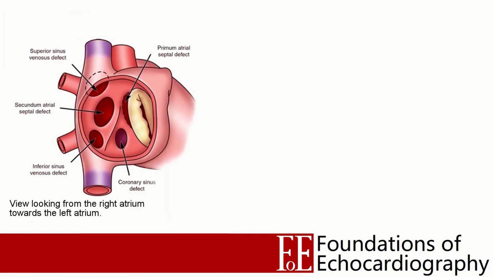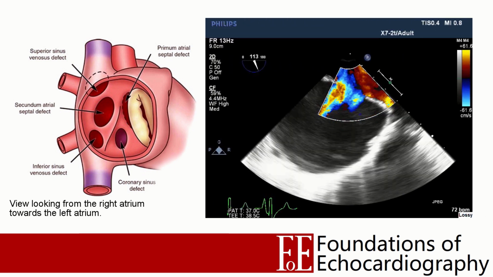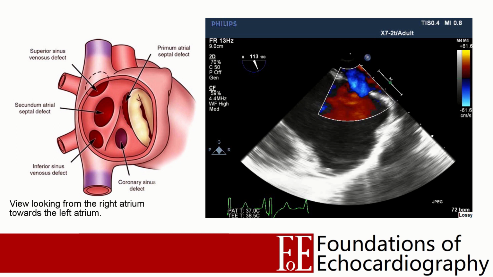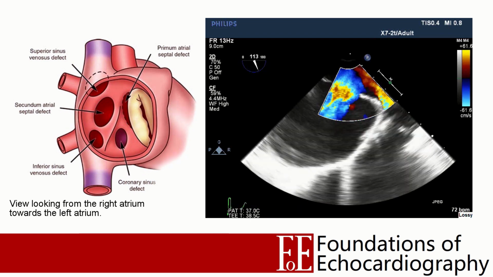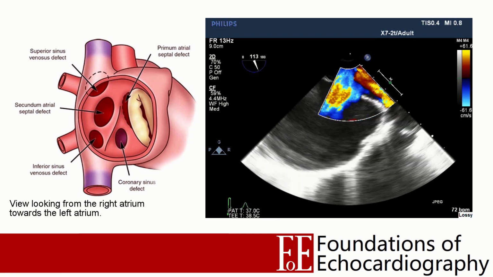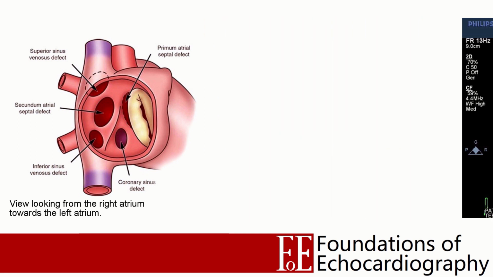True ASDs, in which there's absence of septal tissue, are much less common. This TOE clip is an intraoperative study of a young patient undergoing surgical repair. This shows the most common form of ASD, which is a secundum ASD, and as well as showing flow across the septal defect, we can see that the patient has a dilated right atrium.